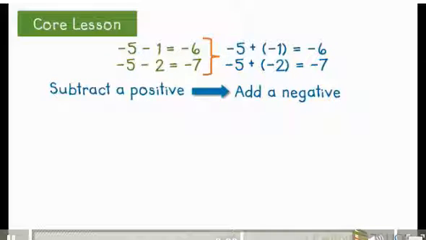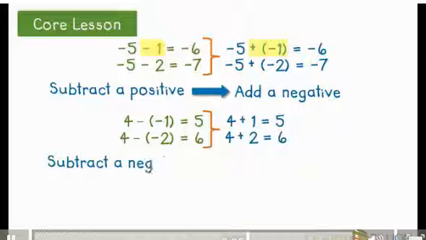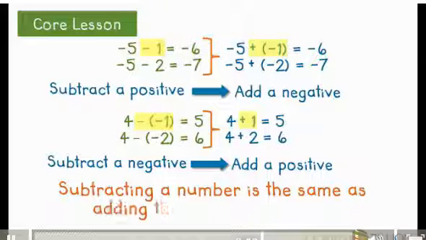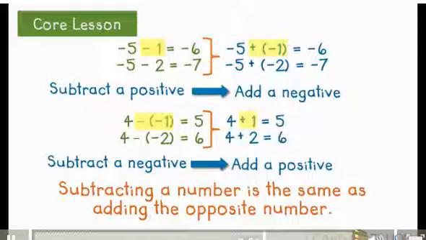For example, when we subtracted positive 1, we got the same answer as adding negative 1. We can also see that when we subtract a negative number, we get the same answer as when we add a positive number. When we subtracted negative 1 and added positive 1, we got the same result. Therefore, subtracting a number is the same as adding the opposite number. Let's take a look at some larger integers.